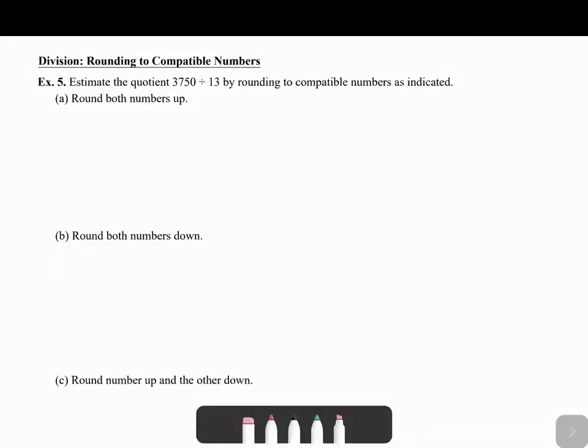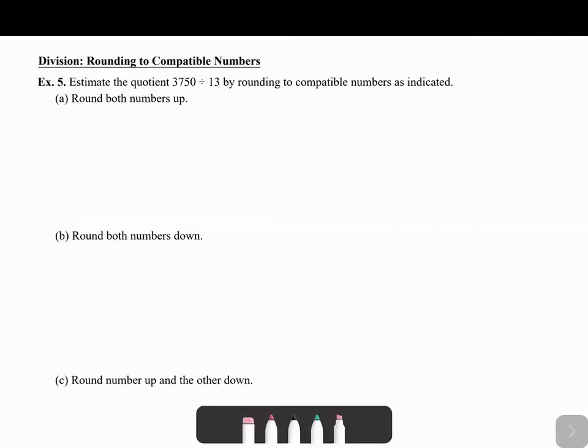Hi everyone, this is the fourth and last video for section 4.1. In this video, instead of talking about rounding to compatible numbers with multiplication, we're going to talk about it with division. Similar to before, we're going to look at a quotient and at rounding the numbers both up, both down, and opposite, one up, one down, and see what happens.